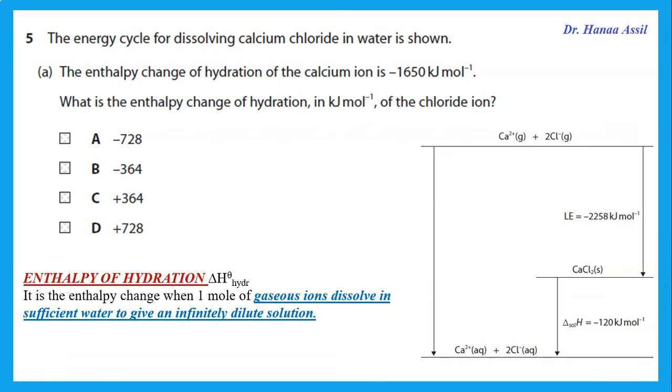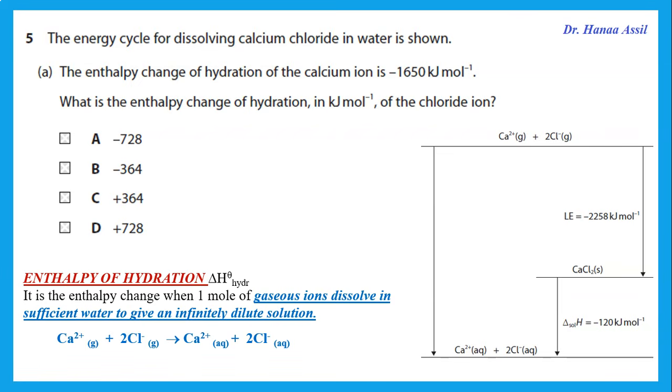So I have gaseous calcium ions, gaseous chloride ions. I dissolve them in sufficient water to give a solution. So where in this graph is delta H of hydration? It's that long arrow coming down. So basically we're trying to use that to get the delta H of hydration of chloride ions.